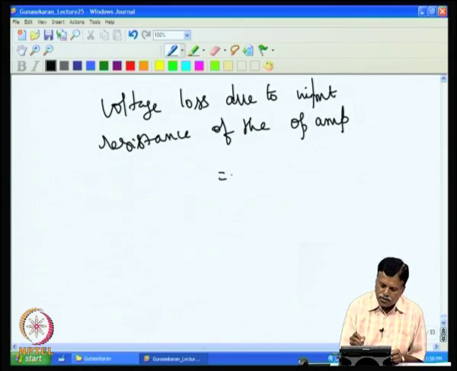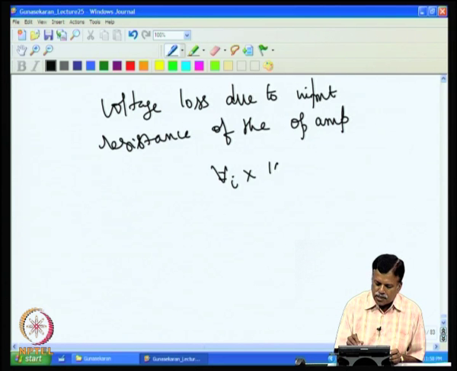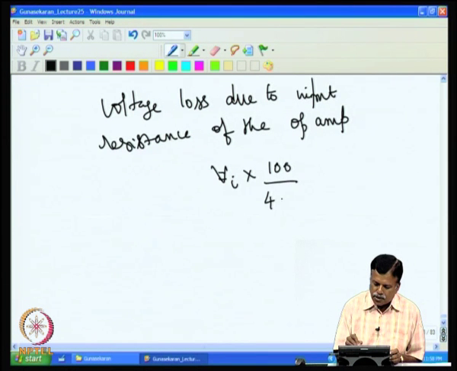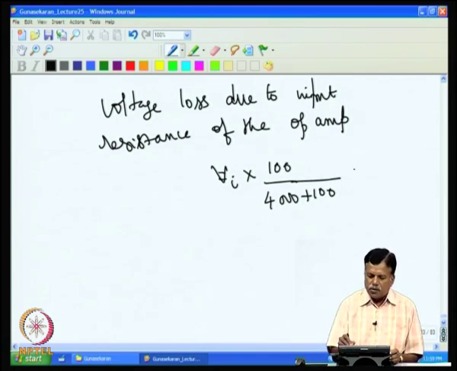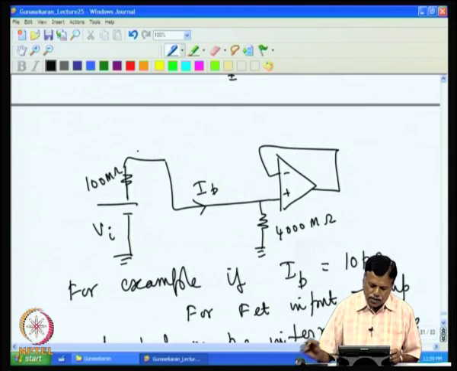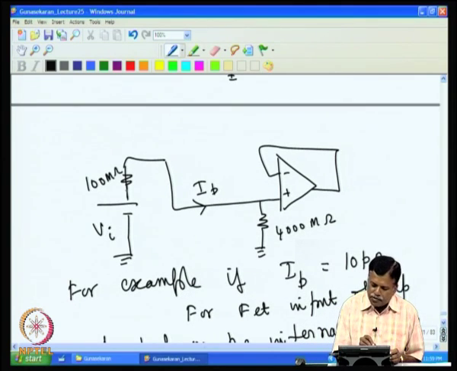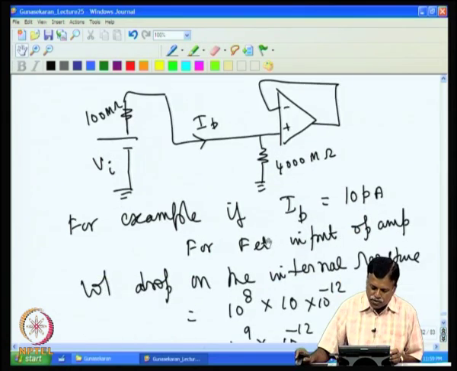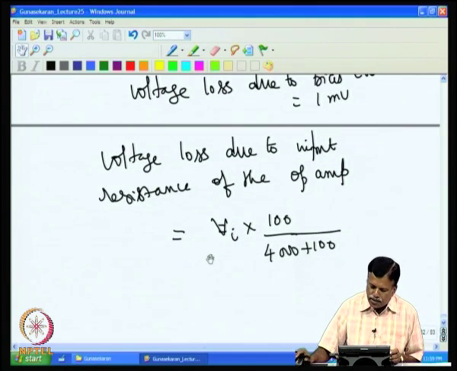That is actually Vi into the voltage across the 100 megaohm in case of 4000 megaohm. So, that is the voltage across 100 megaohm, because Vi is shared between this 100 megaohm and this 4000 megaohm. So, we want to find out the voltage drop across this 100 megaohm for Vi, because Vi is now shared between this 100 megaohm and this 4000 megaohm. That is given by this.